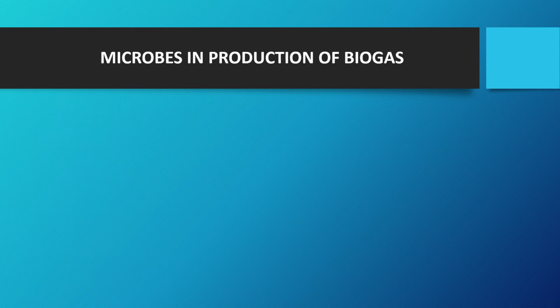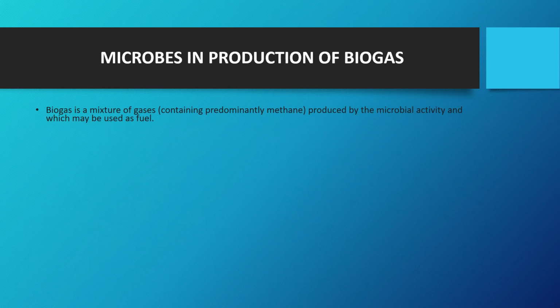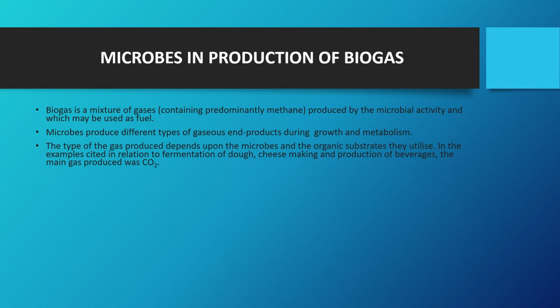Let's have a look into the role of microbes in biogas production. Biogas is a mixture of gases, predominantly methane, produced by microbial activity and which may be used as fuel. Microbes produce different types of gaseous end products during growth and metabolism. The type of gas produced depends upon the microbes and the organic substrates they utilize.